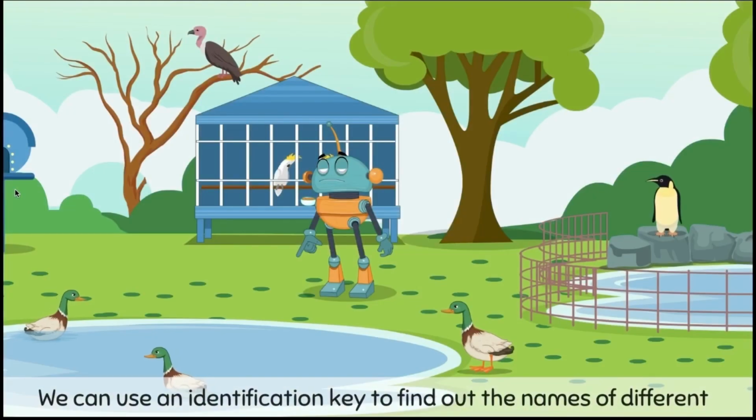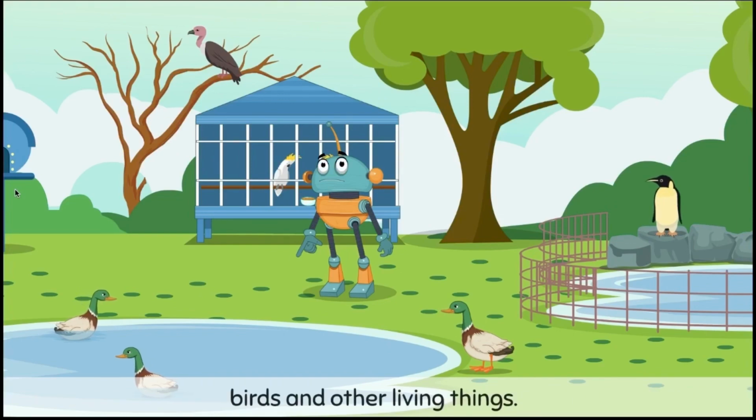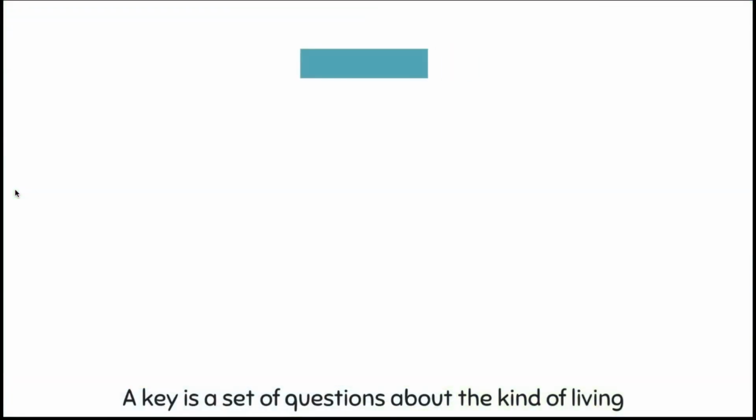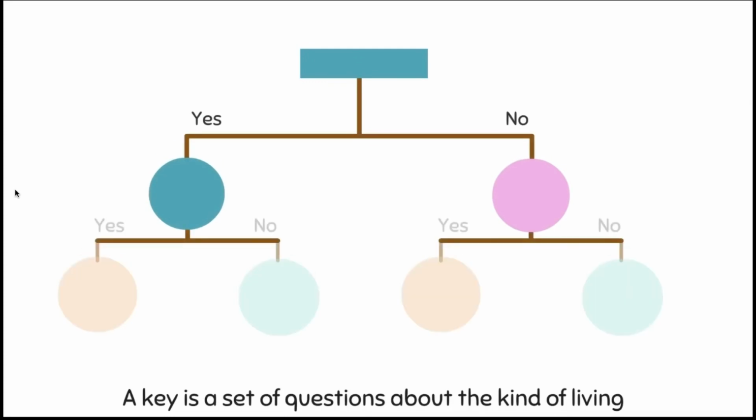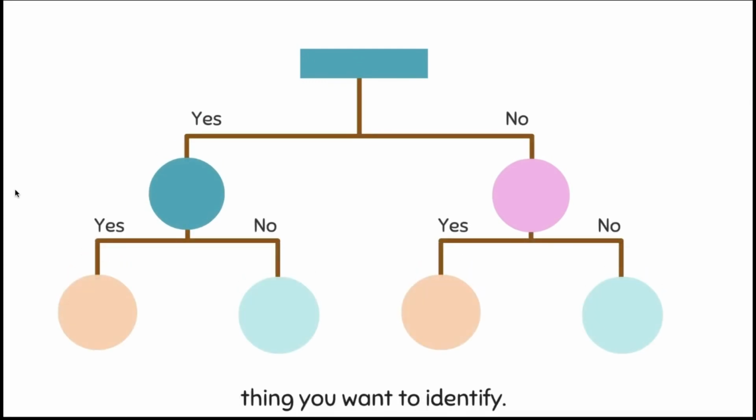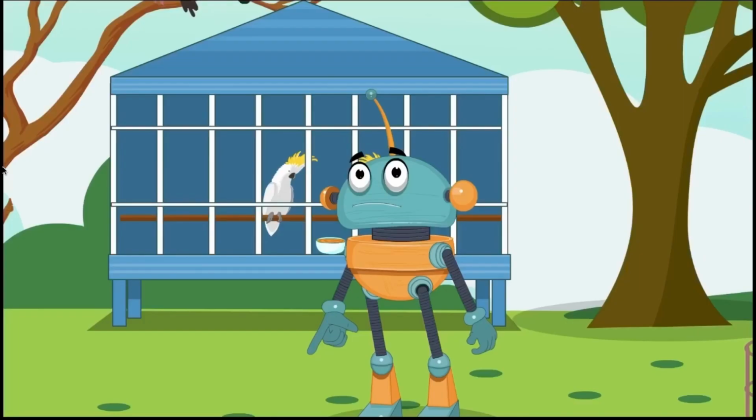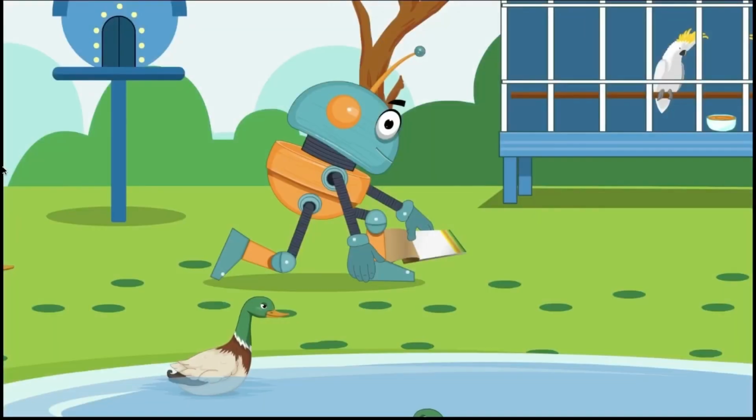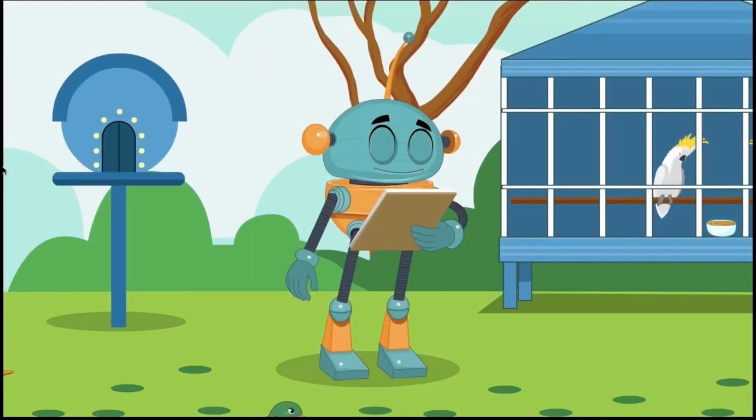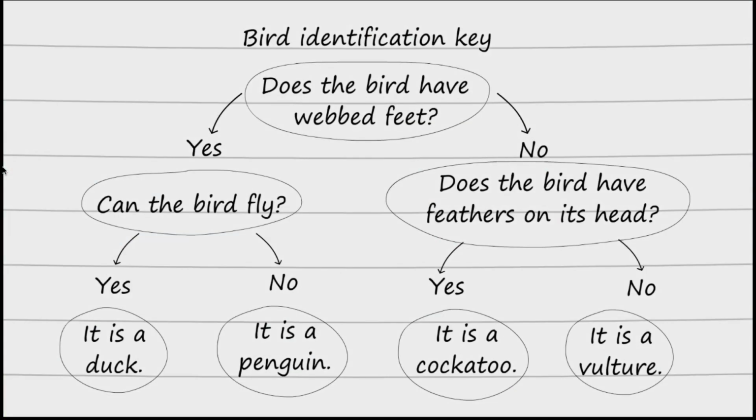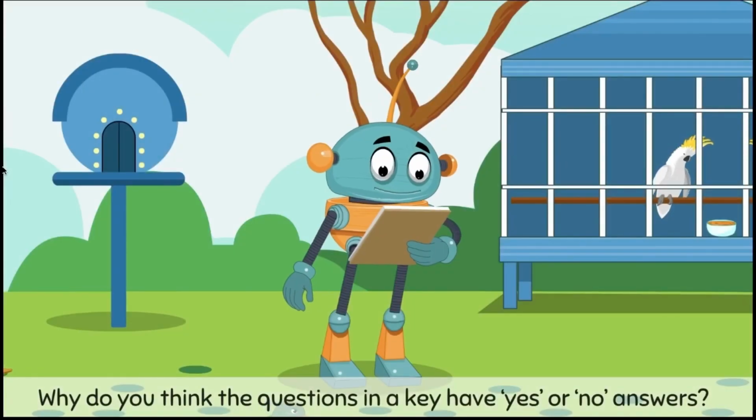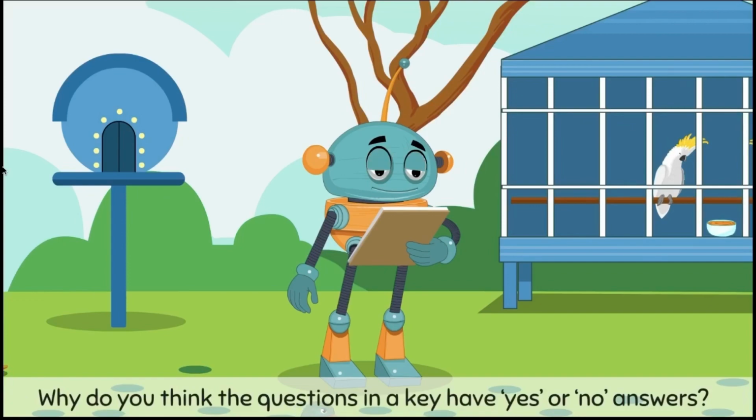We can use an identification key to find out the names of different birds and other living things. A key is a set of questions about the kind of living thing you want to identify. Each question has a yes or no answer, which leads you to the next step. Why do you think the questions in a key have yes or no answers?